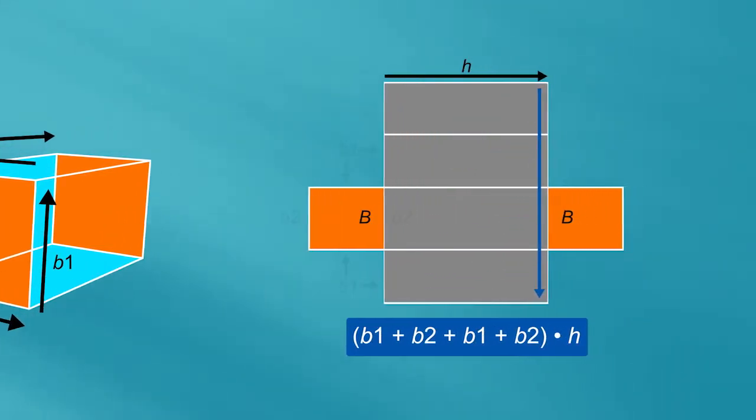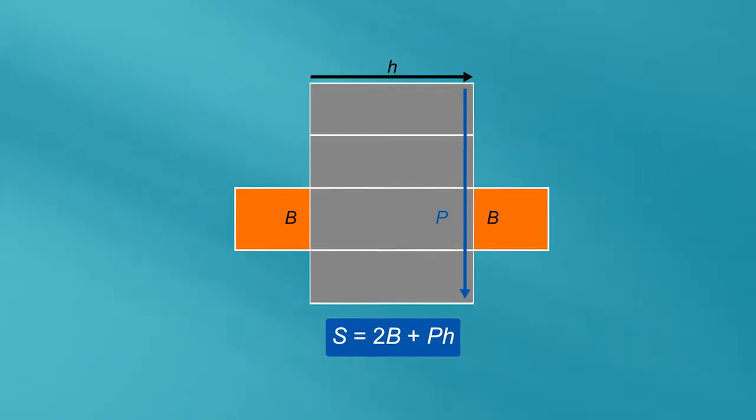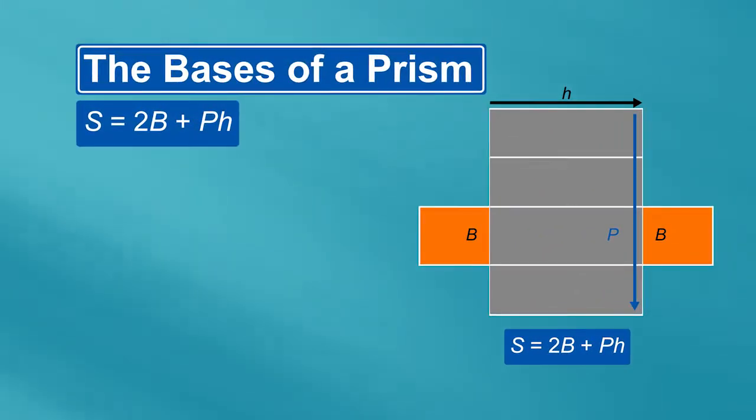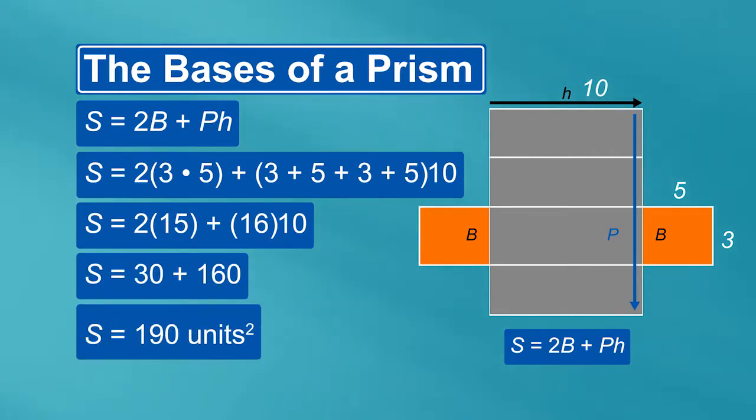The common formula for finding the surface area of a prism is 2 times the area of a base plus the perimeter of the base times the height. B is the area of a base, P is the perimeter of the base, and H is the height. For example, the dimensions of a rectangular prism with a 3x5 base and a height of 10 can be entered into the formula. It would simplify to 190 units squared.